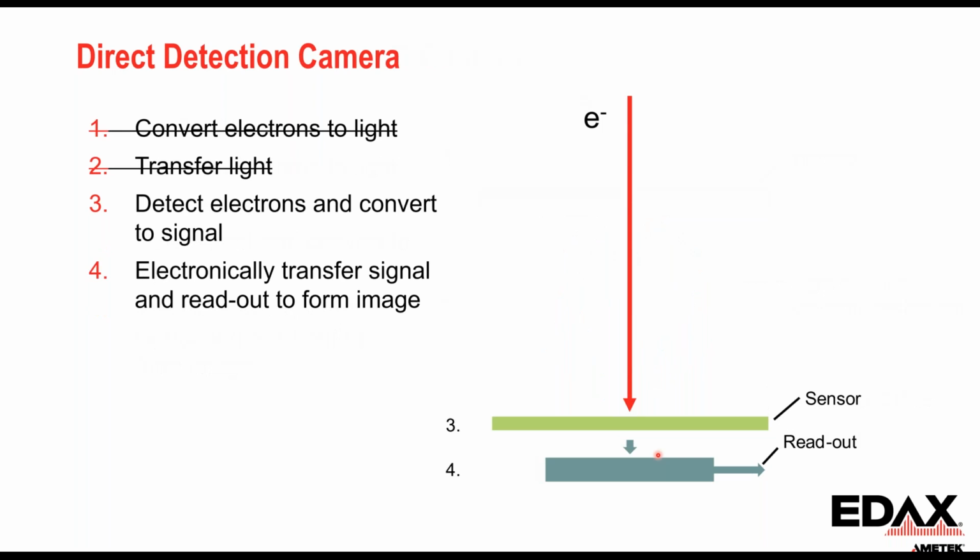And this schematic shows it here, where we now directly detect the electrons and convert that to a signal, and then that signal is read out to form an image. It removes some of the inefficiencies involved in the conversion process from electrons to light and then back to electrons in the sensor. We don't have to do two different conversions, and we don't have to transfer the light through the system. So it's a more efficient collection when we're using a direct detector.